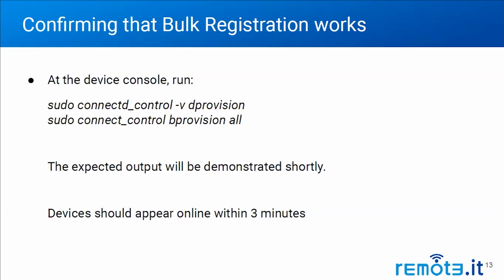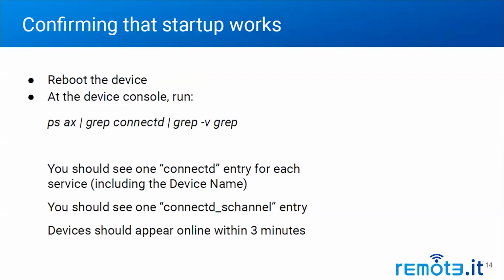However, I always do this myself, because if there's any problem, you will see it here quickly first, and it's just a good confirmation that everything is running correctly. To confirm that your startup works, you need to reboot the device, and then once you can log back in at the console, run this command, and you should see one connectd entry for each service that you configured, which includes the device name, and then one connectd channel entry, regardless of how many services you've entered.